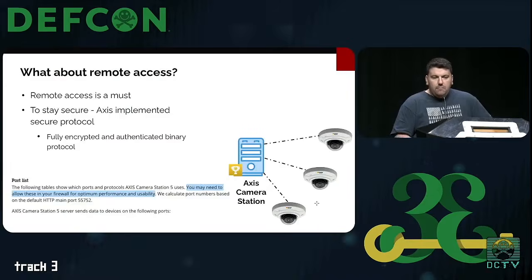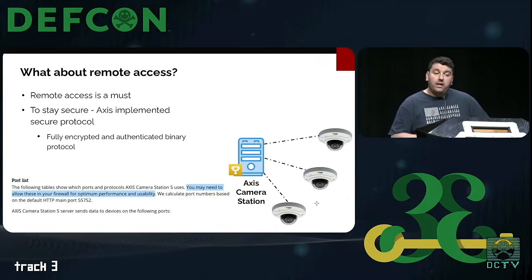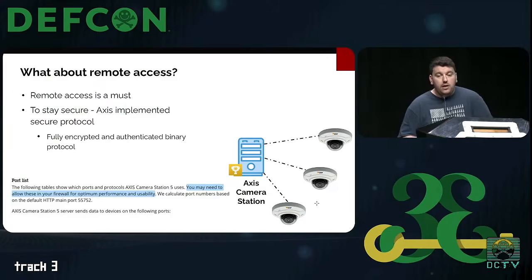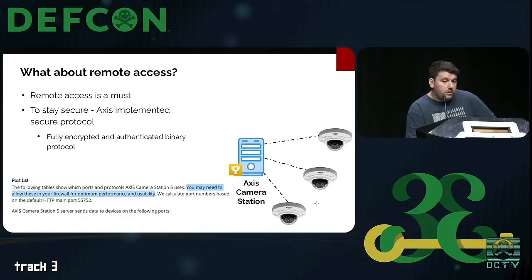Now, in most cases, there is a need for remote access because companies have various different physical locations, offices, floors. They're not all sitting in the same network, and you need to have remote access to your servers. You want to be able to view your camera feeds remotely. You want to make sure that everything is fine, your cameras are working. And to do that, Axis implemented their own proprietary protocol called Axis Remoting. Now, this protocol is fully encrypted, fully authenticated, fully secure, or maybe not so much.